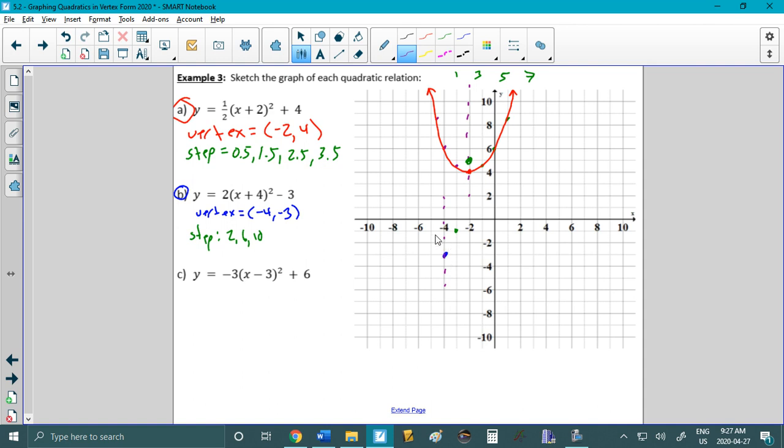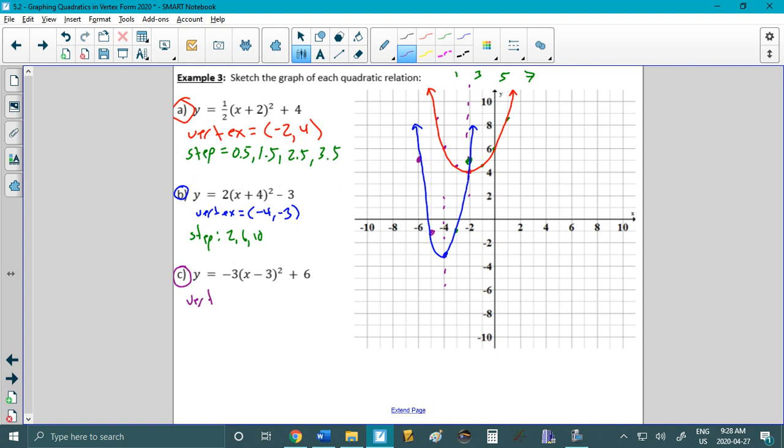So I go over 1 to the same level as this point, and then over 1 and up to the same level as this point. I draw my curve. And I'm done. Okay. Last one here is going to be purple, I guess.